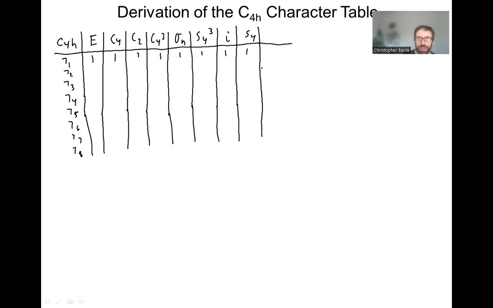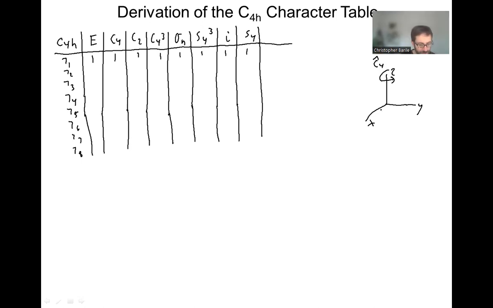Then we can start testing different functions. I'm going to draw an axis system here to help us visualize something. We have X, Y, and Z, and we have a principal rotation axis. It's always defined as wrapping around the z-axis. So our C4 operations, C4, C4-2, et cetera, are all going to be wrapping around the z.